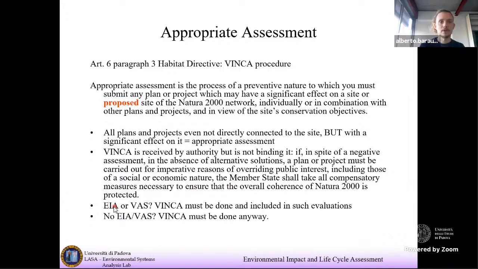What's the relationship between environmental impact assessment and, I think it's called, strategic appraisal? Appropriate assessment can be done and included in environmental impact assessment studies. For example, they can be done together. But even if you have projects to which environmental impact assessment does not apply, or the strategic appraisal in the case of a plan does not apply, you have to do appropriate assessment anyway, okay? So appropriate assessment, valutazione di incidenza, is much more common than environmental impact assessment studies.